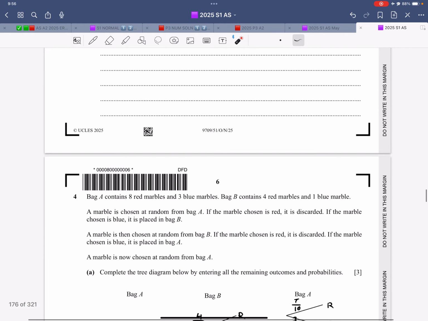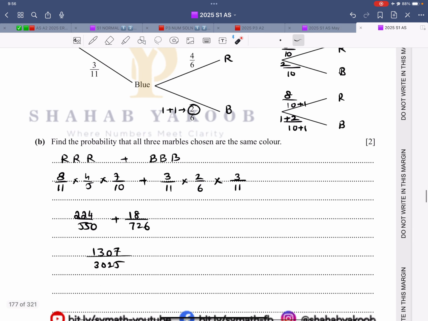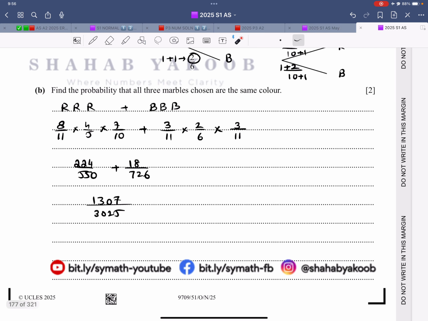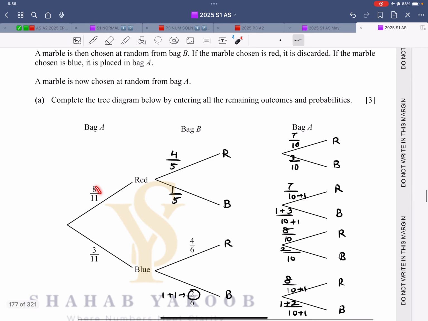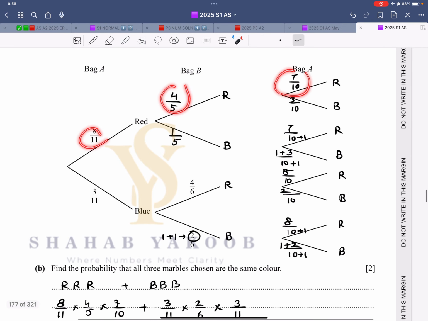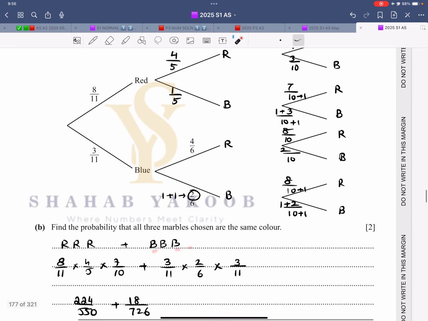All good. Now the next part, let's have a look over here. Find the probability all 3 marbles chosen are of the same color. That was very easy, so that is free marks. That is red, red, red. So that is red and red and red. And the last one is blue, blue, blue. That is blue and blue and blue.